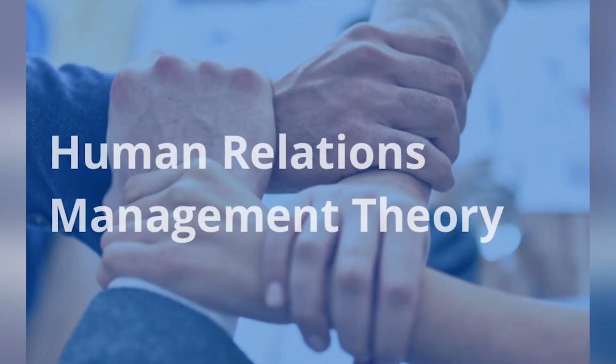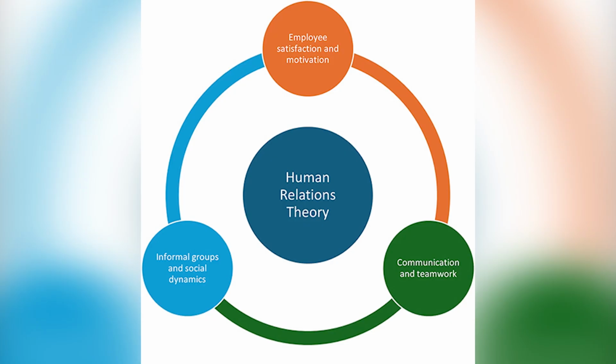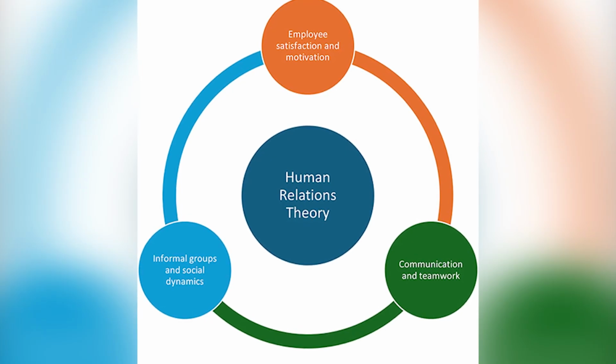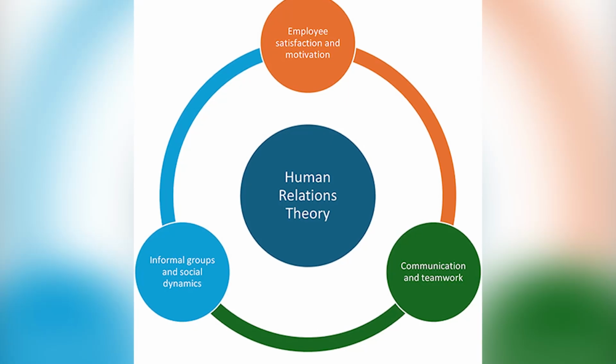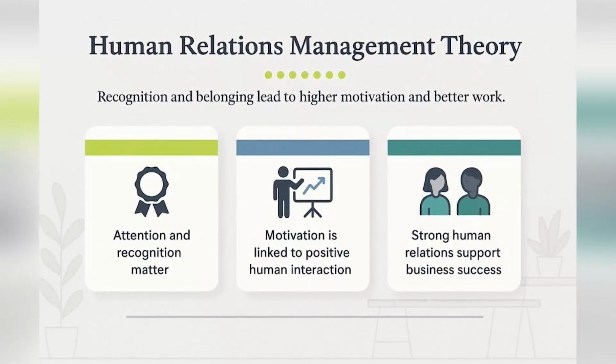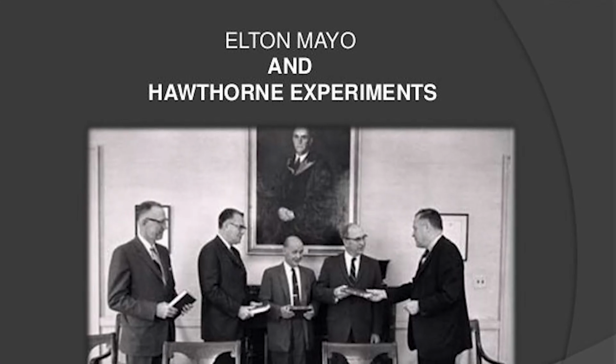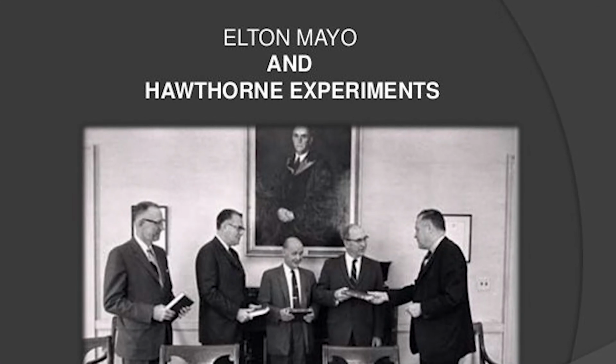The second management theory is behavioral management theory. The behavioral management theory is called human relations theory. This school emerged as a direct response to the dehumanizing aspects of classical theory, recognizing that human factors significantly influence productivity. The first human relations theory is the Hawthorne studies, developed by Elton Mayo.